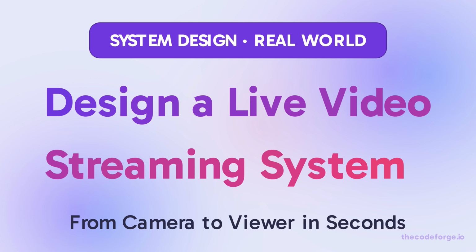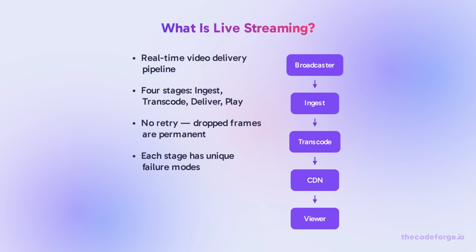Before we dig into that production issue, let's design a live video streaming system. At its heart, live streaming is a real-time data pipeline. It has 4 stages: ingest, transcode, deliver, and play. Each stage introduces its own failure modes, and a bottleneck in one cascades to the next.